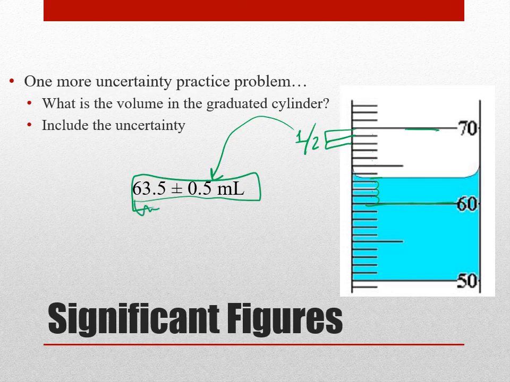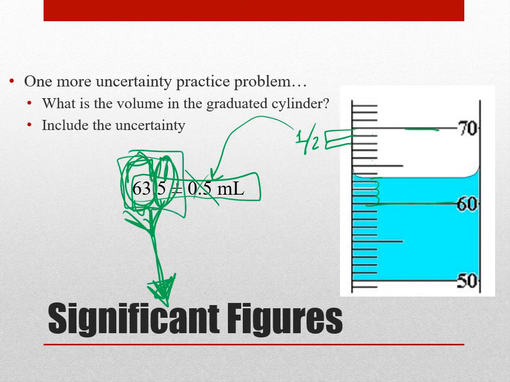And again, all of these digits, my certain and my uncertain digit, all of them are considered significant. They're all important to my measurement. So even though the first two are certain and the last one is uncertain, all of them are significant. All of them matter when it comes to me thinking about my data. I'm not going to worry about my plus or minus when I'm counting significant figures. I'm just looking at my certain digits and my one uncertain digit.